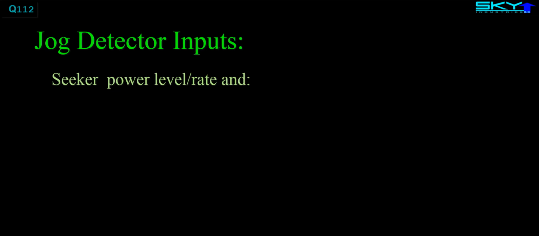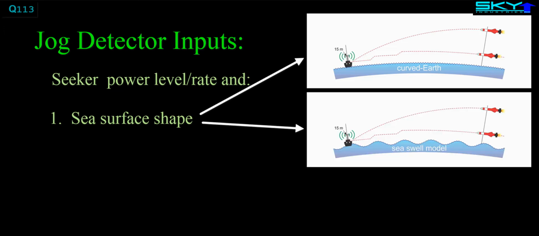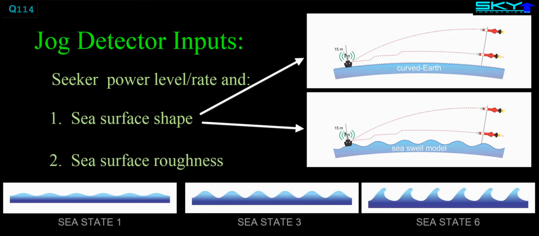Wherever it comes from, if this information is available or can be synthesized, it might be helpful to provide it to the jog detector with two inputs. The first input is a toggle switch between the curved earth propagation model and the sea swell model, whichever one the remote sensing indicates as most closely approximates the current propagation conditions. The idea is just to tell the jog detector which model is most likely applicable so that we can attach a confidence to the output. The second input is a quantitative indication of the sea surface roughness as a proxy for sea surface reflectivity.